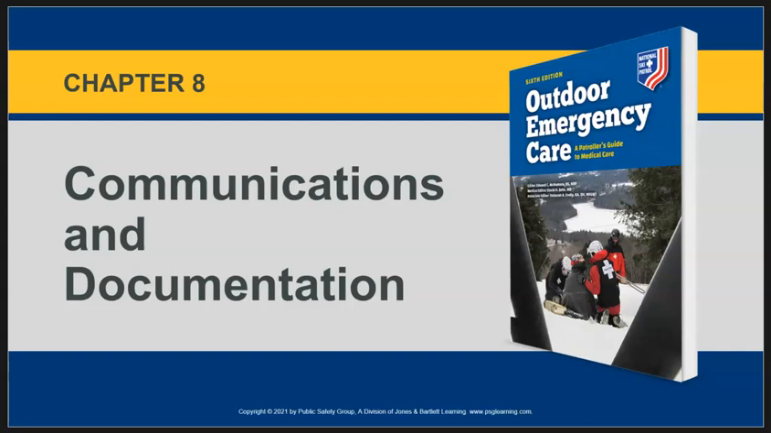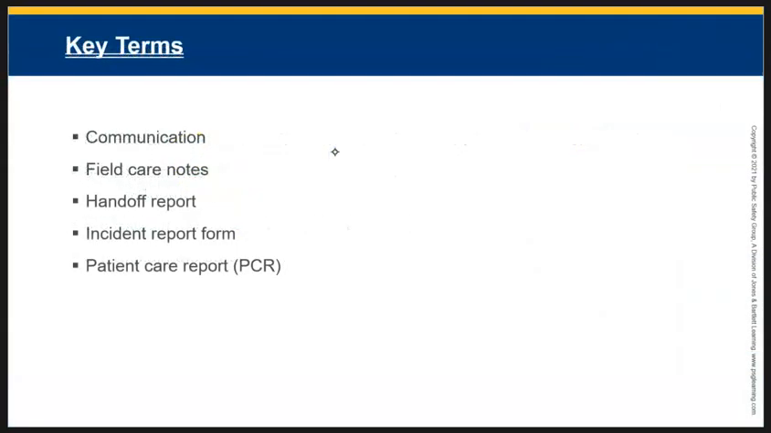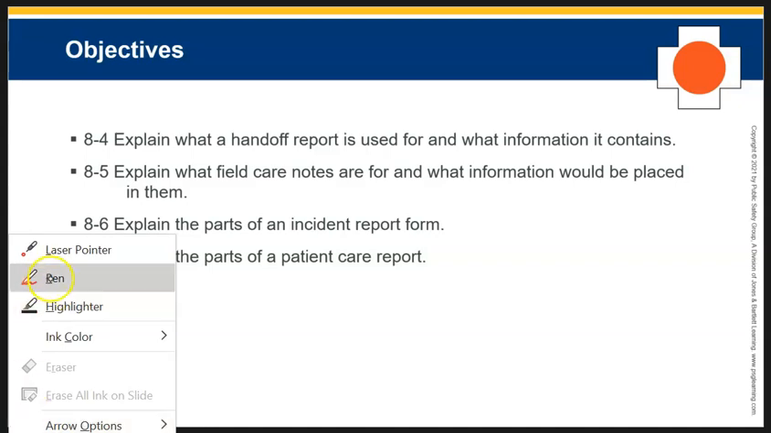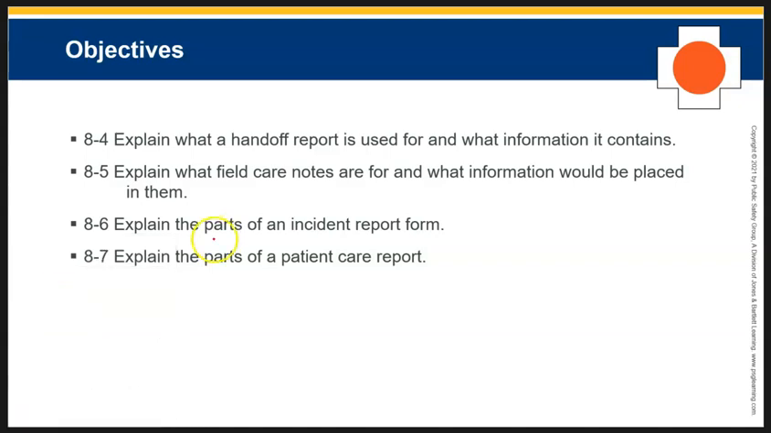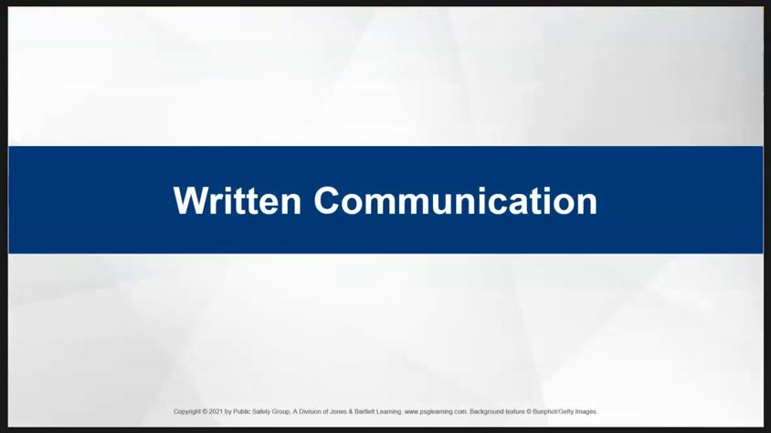So we'll continue with Chapter 8 on medical communications and documentation by looking at written communications. We'll think about what's part of a handoff report and what information it contains. We'll also talk about what field care notes are and the parts of an incident report form as well. Key terms to pay attention to are the difference between the incident report form and the patient care report, and how those can be found in open and closed forms.